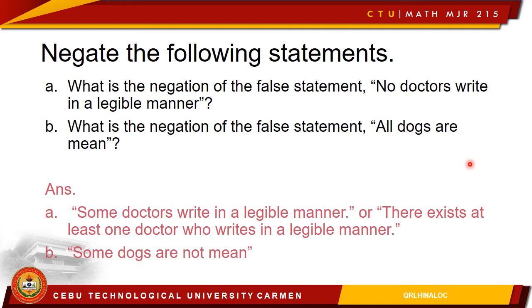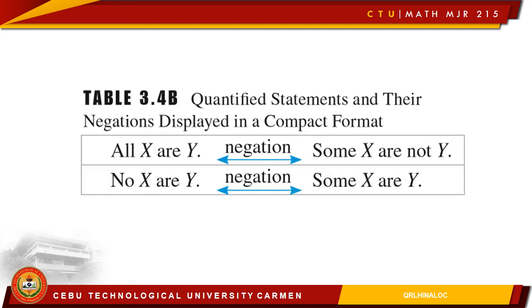The second one is, what is the negation of the false statement, all dogs are mean? Since all dogs are mean, our negation is that some are not mean. Do not negate all dogs are mean as "not all dogs are mean." That is not the negation of that statement. The negation is some of those dogs are not mean. This is the summary of the negation of the universal quantifier.